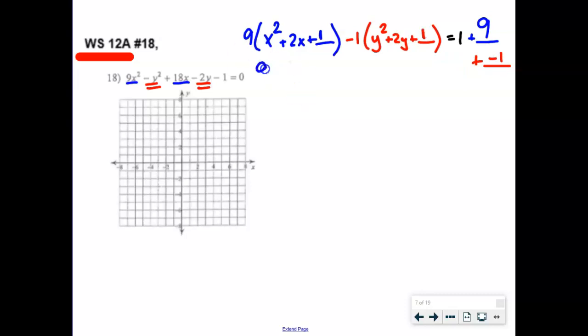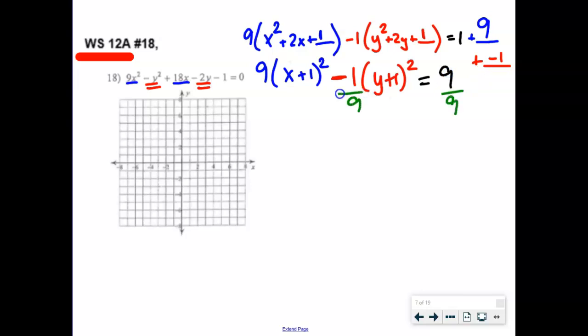So keep the 9 in front. Write it as factor of x plus 1 squared. Keep the negative in front, or you can even call it negative 1 if you want. And then write that as a factor of y plus 1 squared. And if you add up all those pieces over there, you got a 9. One more step to get the equation. Divide by 9. Everything is divided by 9.